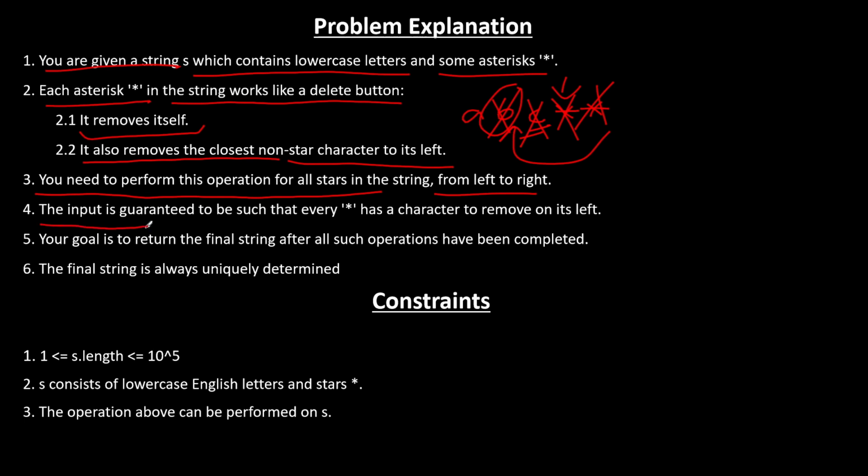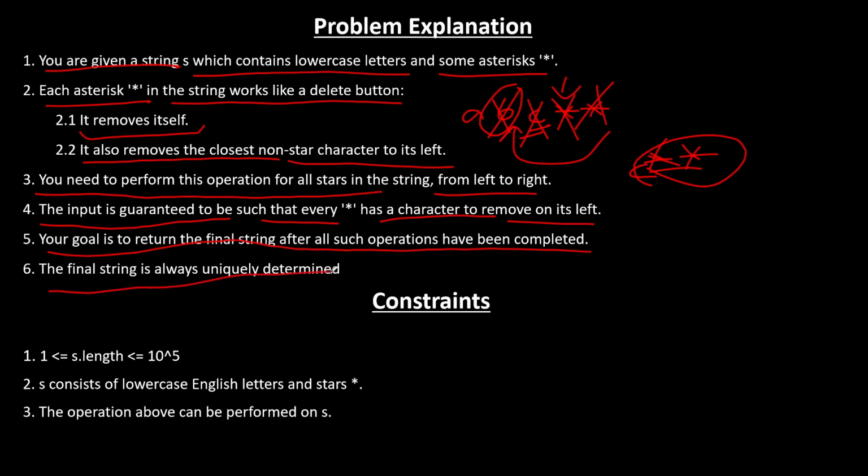Now the input is guaranteed to be such that every star has a character to remove on its left, so there won't be any invalid case like you received only stars and there is no character before it. And your goal is to return the final string after all such operations have been completed, and the final string is always uniquely determined. Fine. So the question is pretty easy.